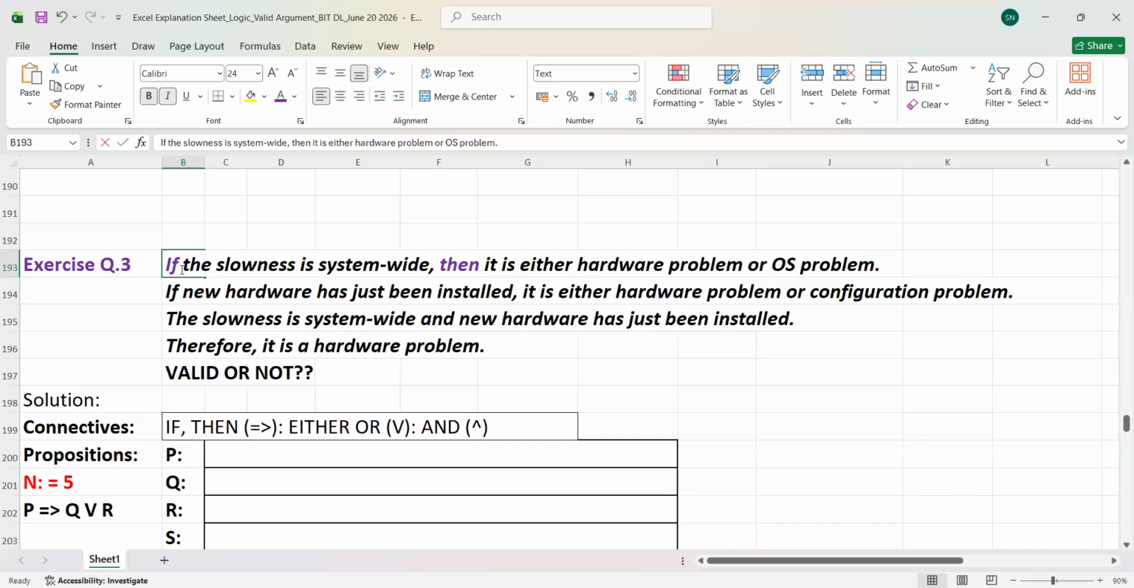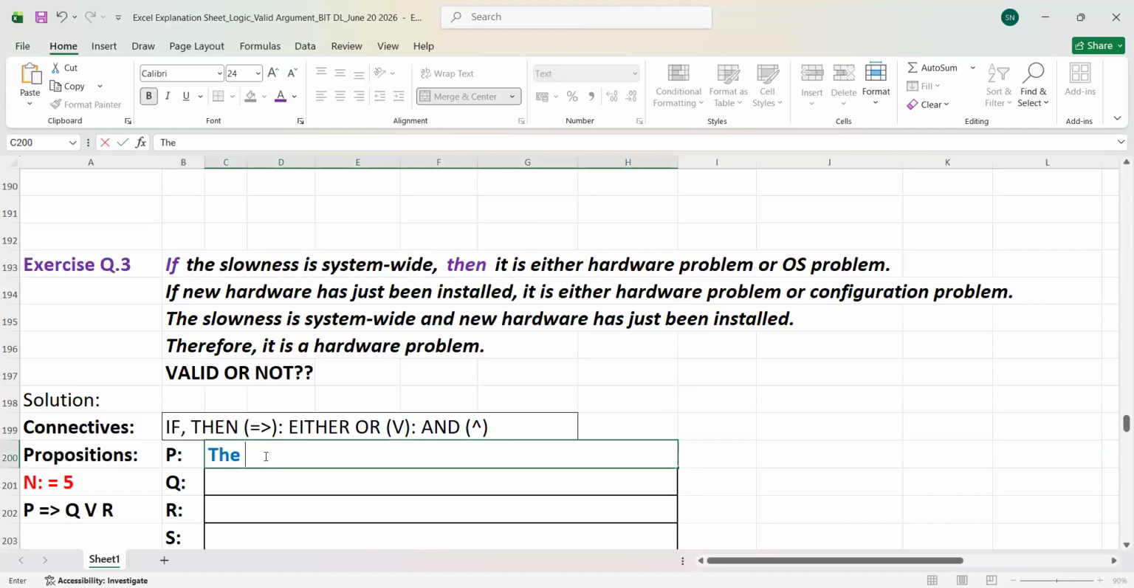You remove the connectives. So if I remove if, just before then, I have the first proposition. So can you read them for me? What is the first proposition? The slowness is system-wide. Okay, then after the then, we have, you pick it is, it is a hardware problem. No, you don't bring either. It is a hardware problem. Okay. Then you come and pick the next one and then join it with or. So the next one you pick, it is an OS problem.